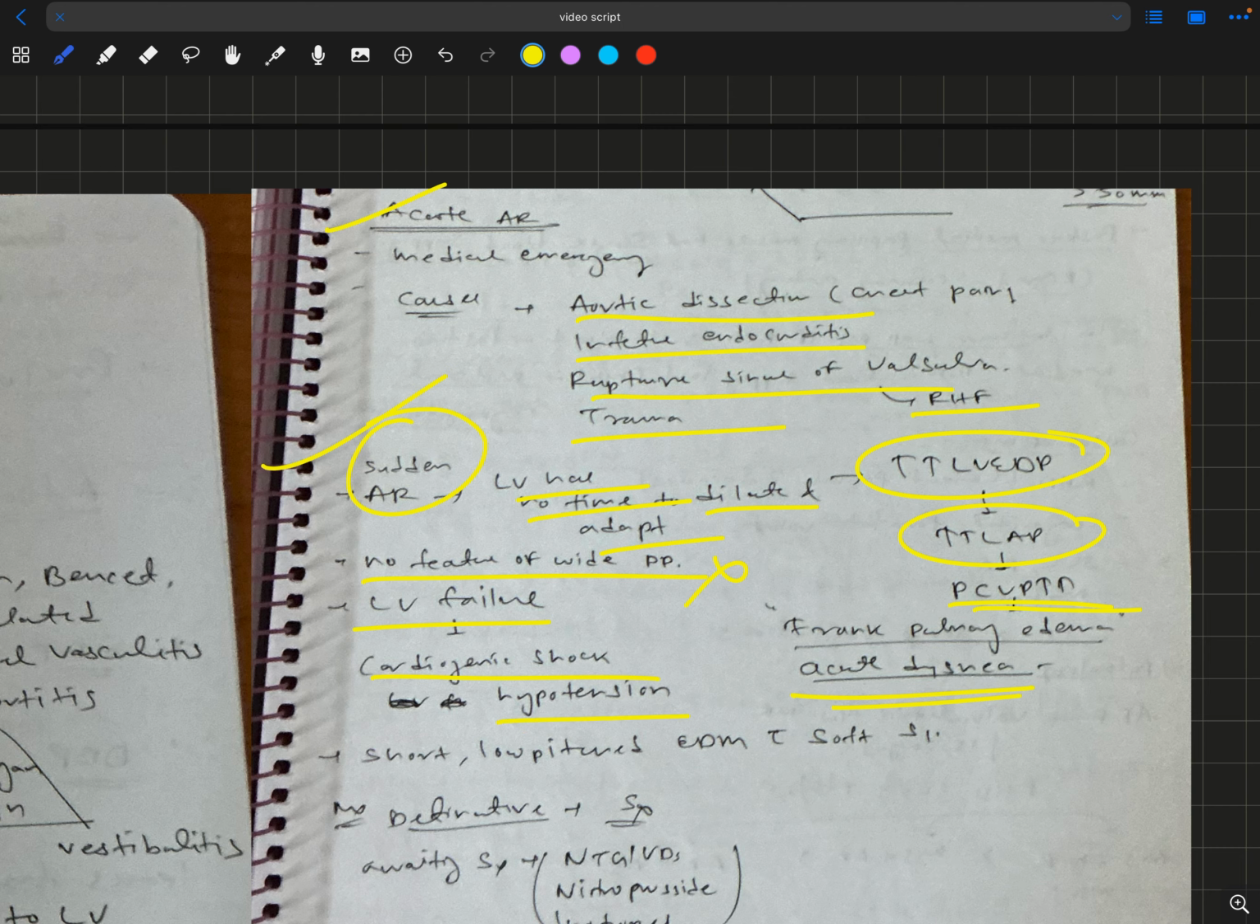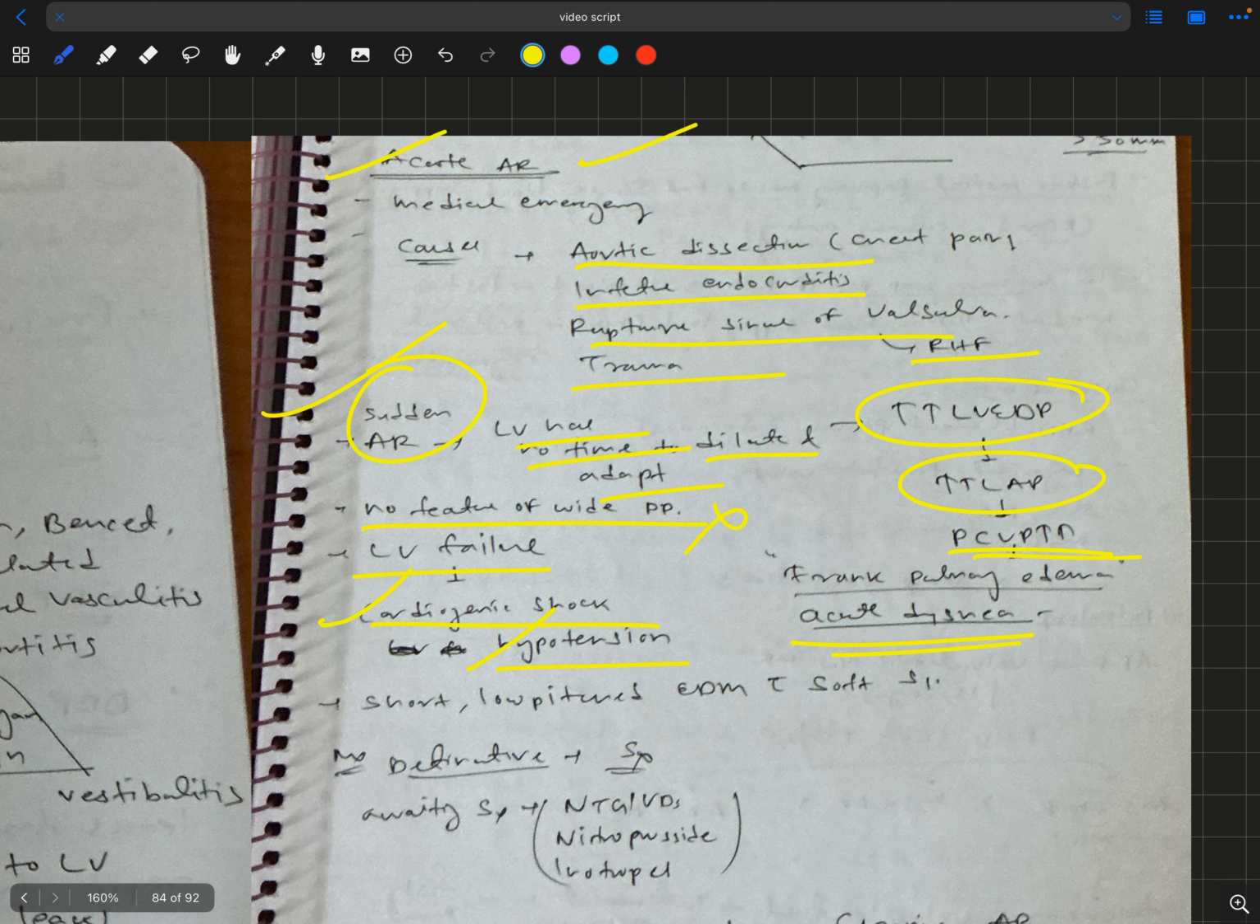LV failure, cardiogenic shock, and hypotension. If there is accumulation of blood or volume overload inside the left ventricle, then the left ventricle will undergo failure. There will be left ventricular systolic failure, and LV systolic failure will lead to cardiogenic shock and hypotension. So it will present as cardiogenic shock, hypotension, acute onset pulmonary edema, or acute onset dyspnea. This is the presentation of acute AR.